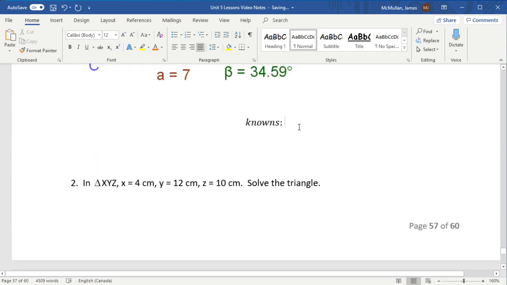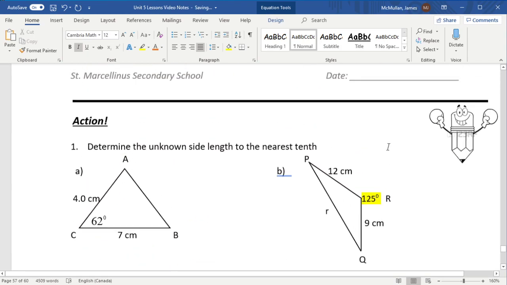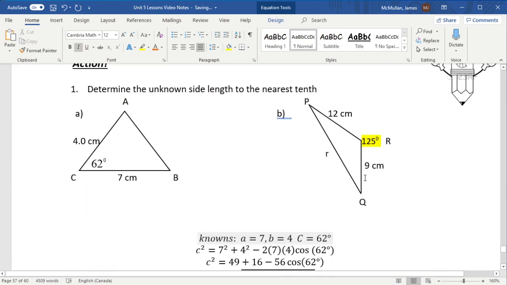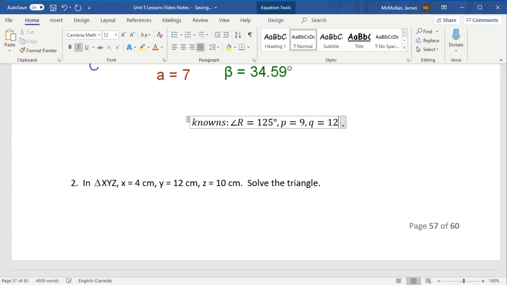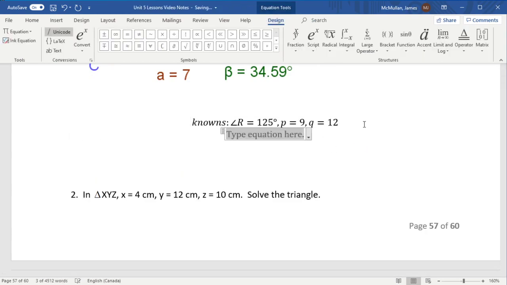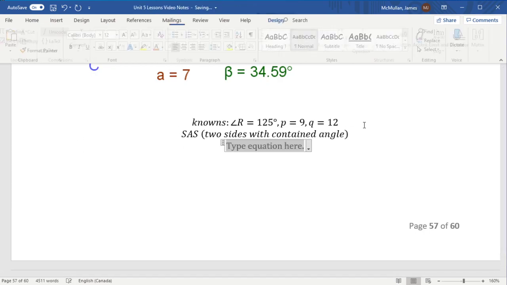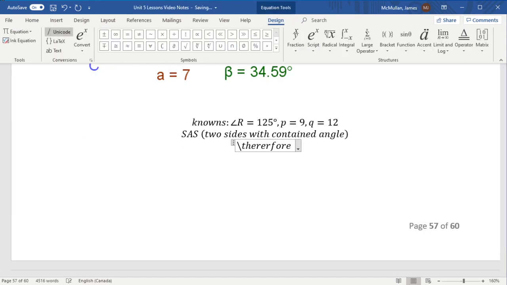So our knowns: angle R is 125, side P is 9 and side Q is 12. Okay, so in other words, what do we know? We know side angle side, two sides with the contained angle, and therefore we use the cosine law.